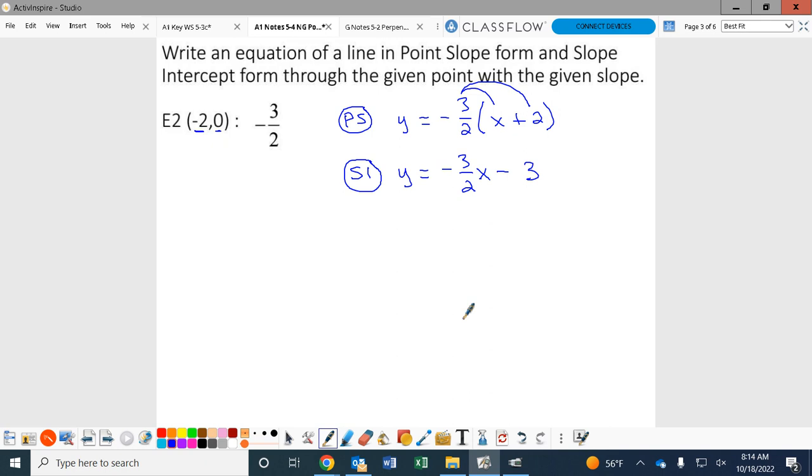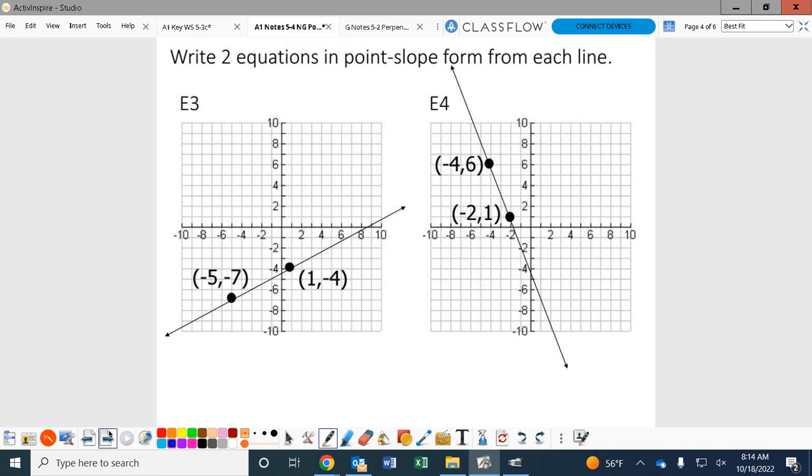So that's the first type of problem you will see on your assignment. The second part is going to be to take a graph and pull out the point-slope form equations from this. To do this, you're going to start by looking at the graphs and finding the slope. To do that, you're going to use the formula rise over run to find your slope. You start at the bottom point, you rise up, and you run over.